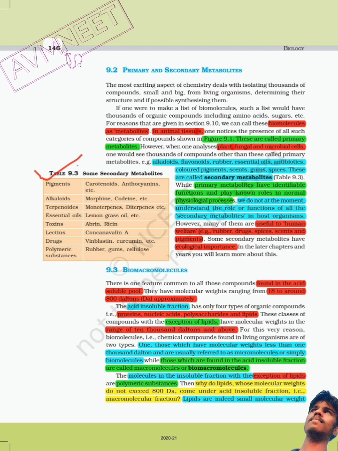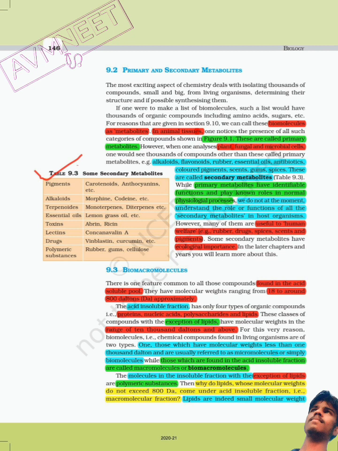For this very reason, biomolecules, that is chemical compounds found in living organisms, are of 2 types. One, those which have molecular weights less than 1000 Dalton and are usually referred to as micromolecules or simply biomolecules, while those which are found in the acid-insoluble fraction are called macromolecules or biomacromolecules. The molecules in the insoluble fraction, with the exception of lipids, are polymeric substances.